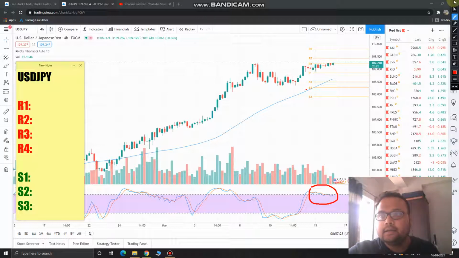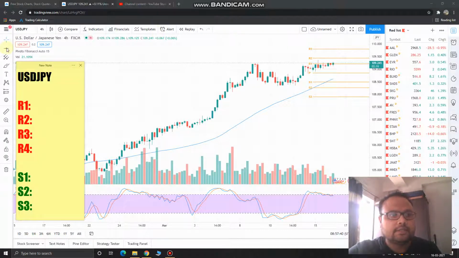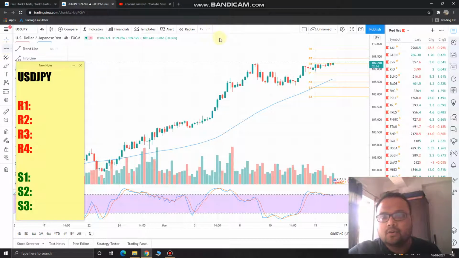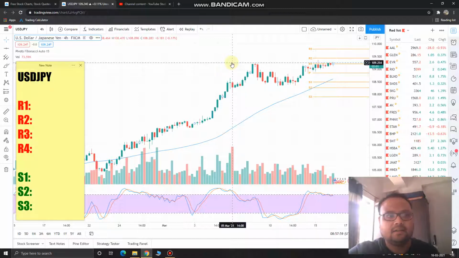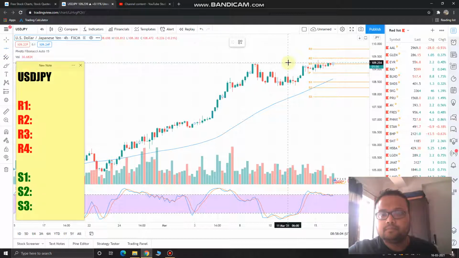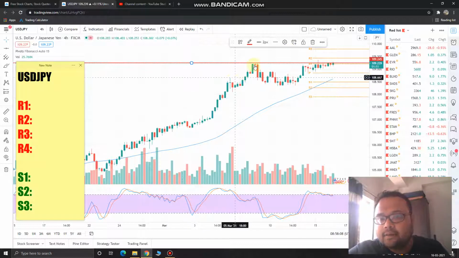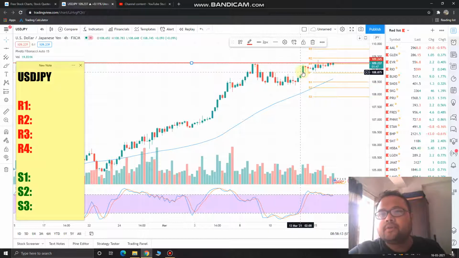The one thing that we need to focus on here is that market is trying to cross this level, but you can see that market has got some resistance here. Let me draw a line here. Yes, so you can see that market made this high, then came down, and it tried to resume its uptrend. But after hitting this level, market is struggling.